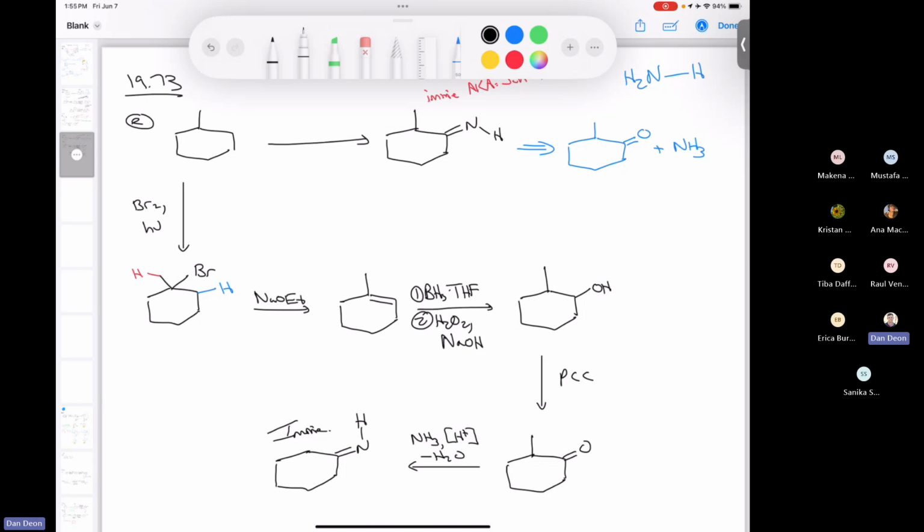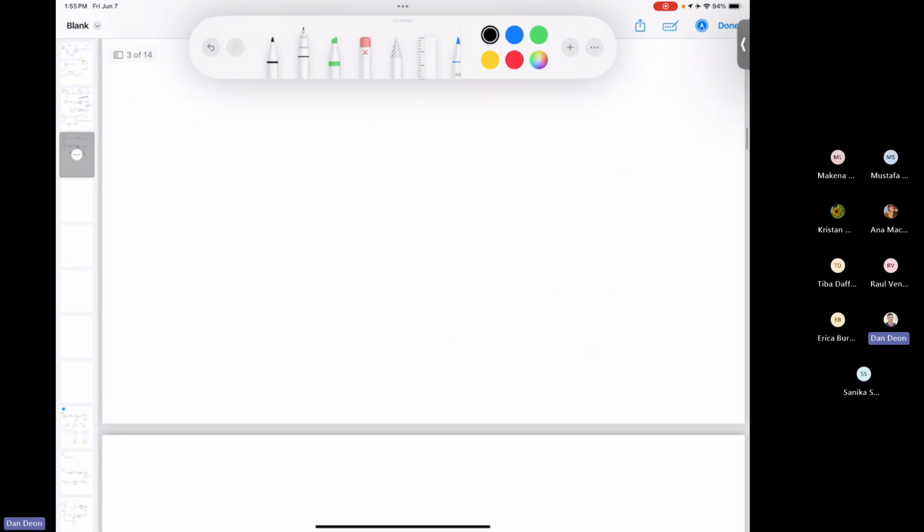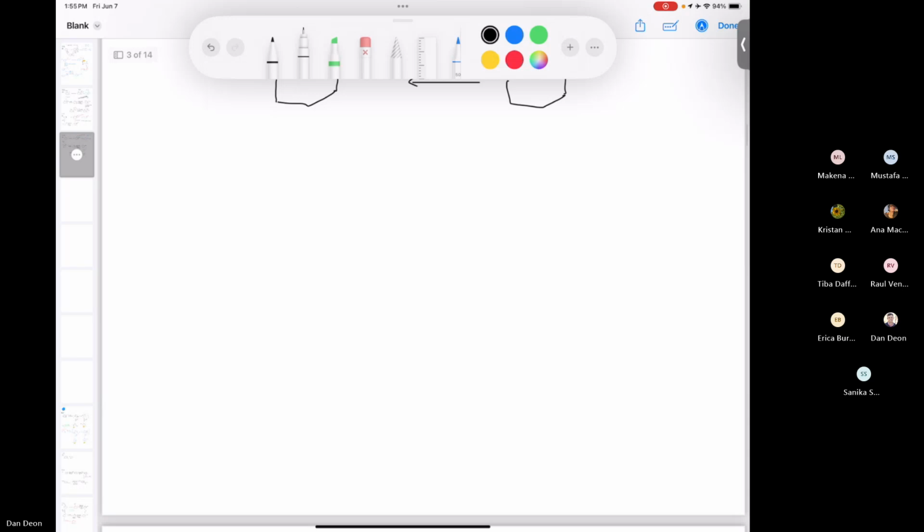No, it goes up to G and H. Sorry, my mistake. So let's do 19.73 F, 19.73, and this is F. There we go. So F looks like this. So we have the secondary alkyl bromide.